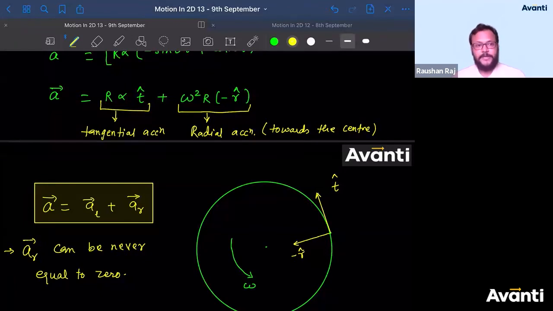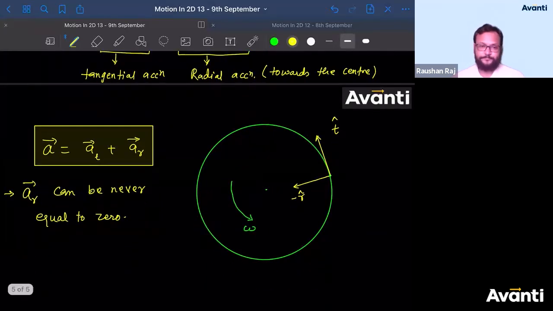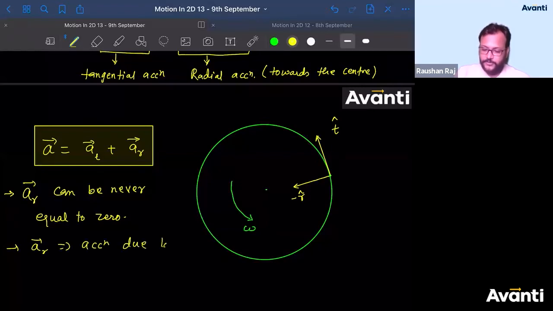Tell me, guys, which part of the velocity was responsible for acceleration? The direction of velocity has to change in circular motion, right? That you cannot make constant. So the acceleration of the particle because of change in direction of velocity will always be non-zero. So can I say this AR is nothing but acceleration due to change in direction?